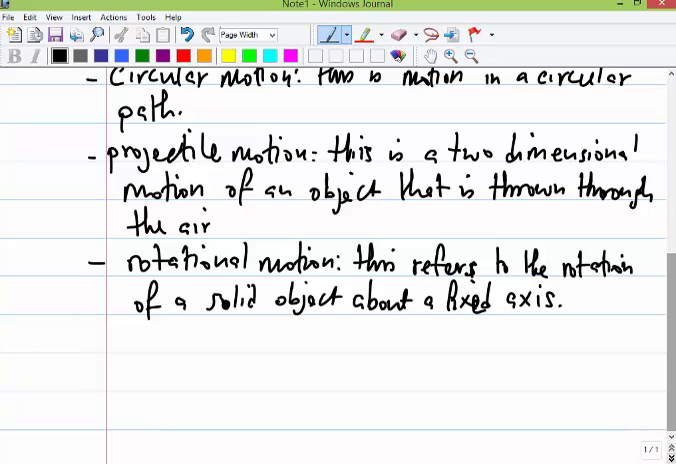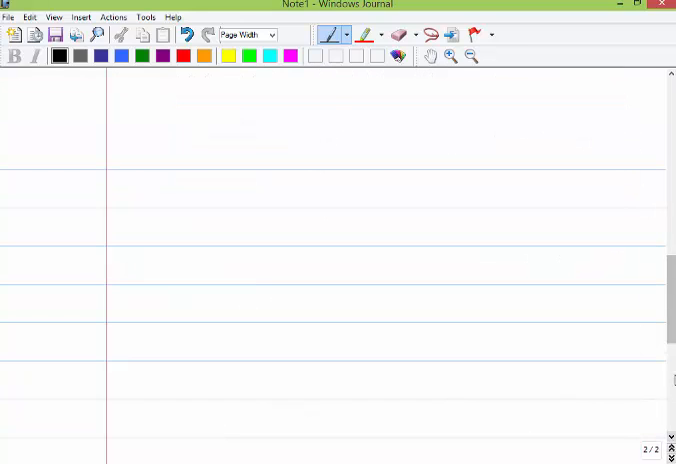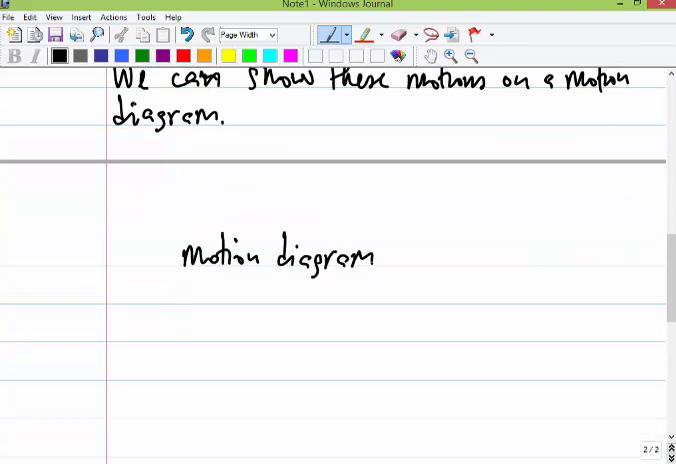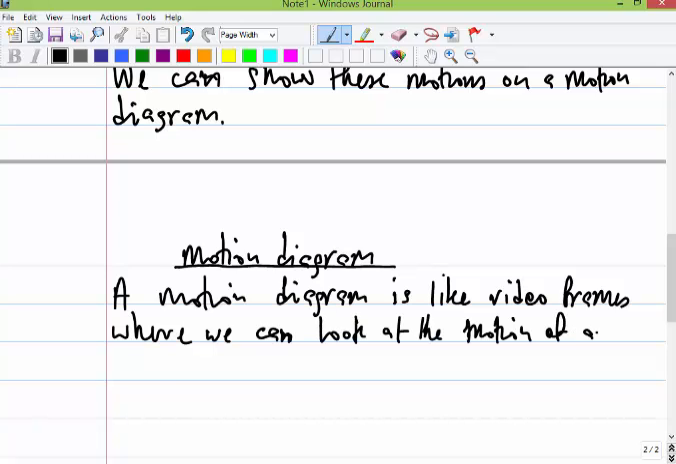We can show these types of motion on a motion diagram. So what do we call a motion diagram? We'll do that next. A motion diagram is something that looks like video frames, where we can look at the motion of an object frame by frame, if you like.